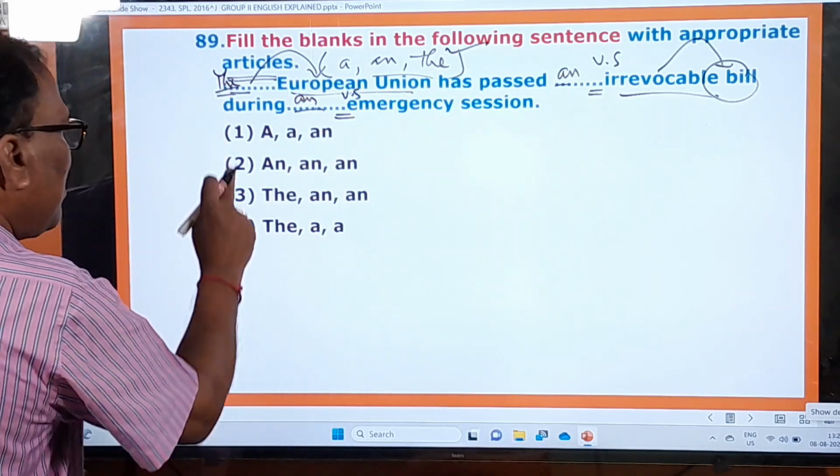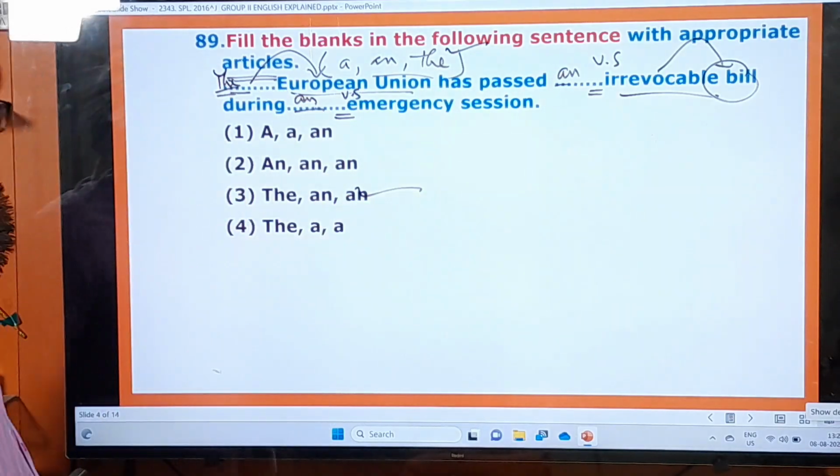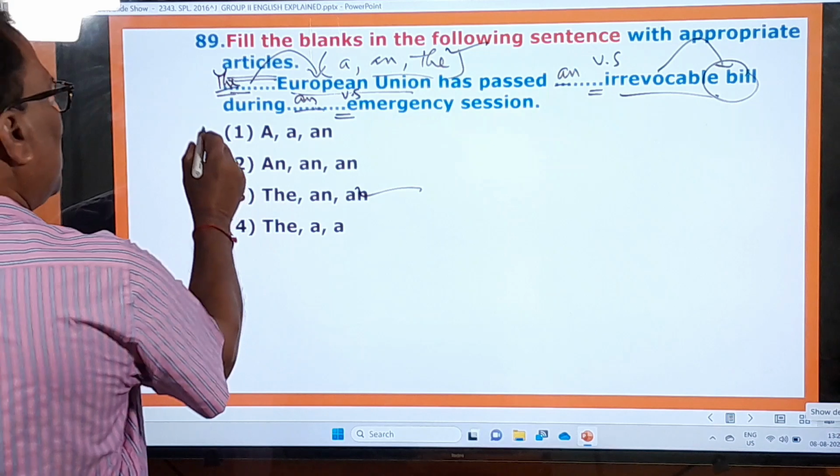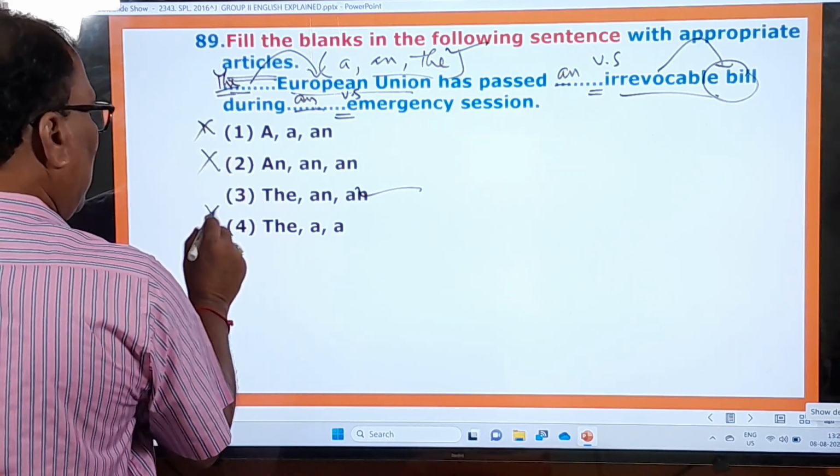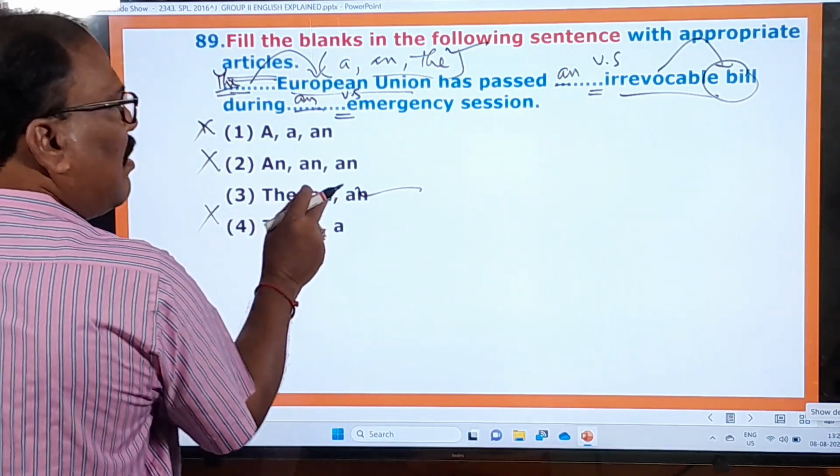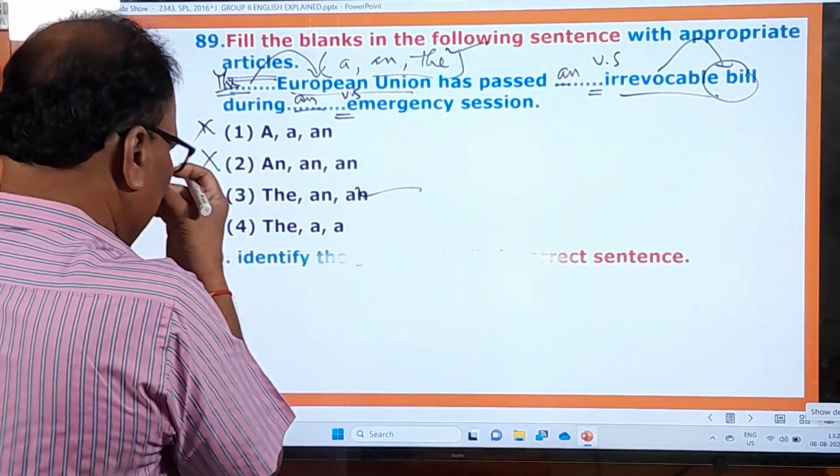So what is the option here? Here is the option. That is correct. So A is not correct, the second one is not correct, the fourth one is not correct, only the third one is correct. Now let's go to the next question.